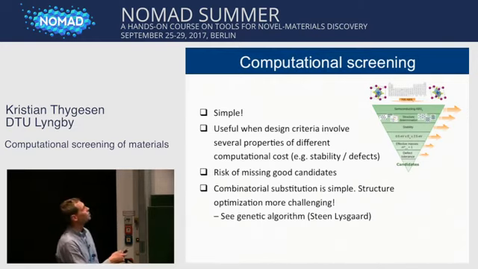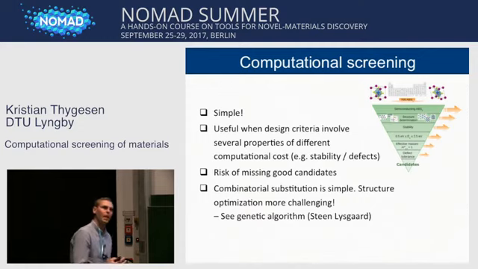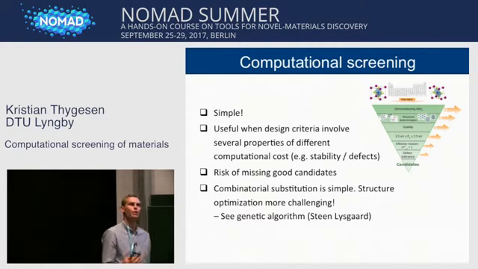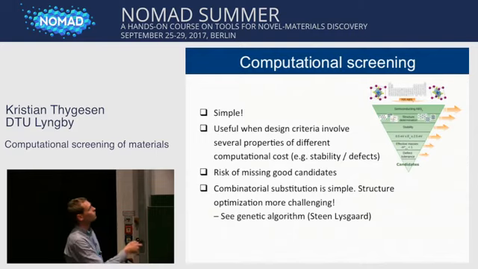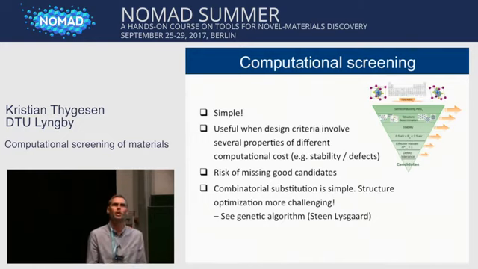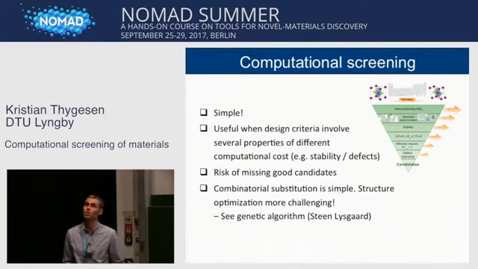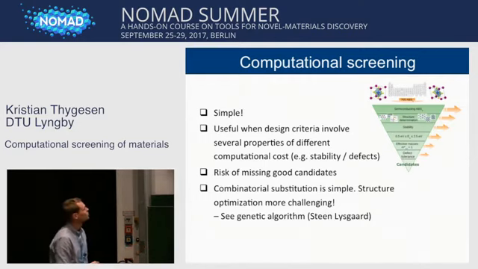So it's characterized by that there is a number of properties that you can evaluate, and typically they have different demands computationally. So stability is simple, but defect calculations are hard, so it makes sense to apply this screening approach where you start with the simplest thing to calculate, and then you narrow down your set of potential candidates. So you only evaluate the hard stuff for a much smaller group of materials.